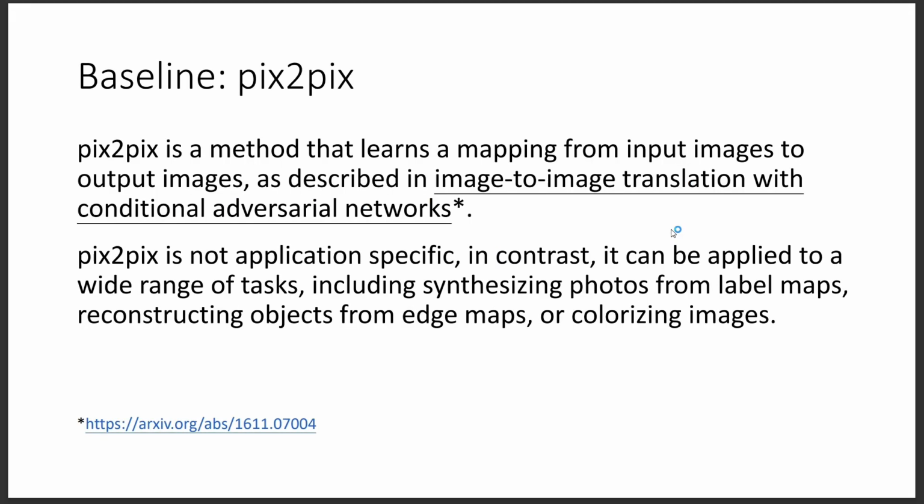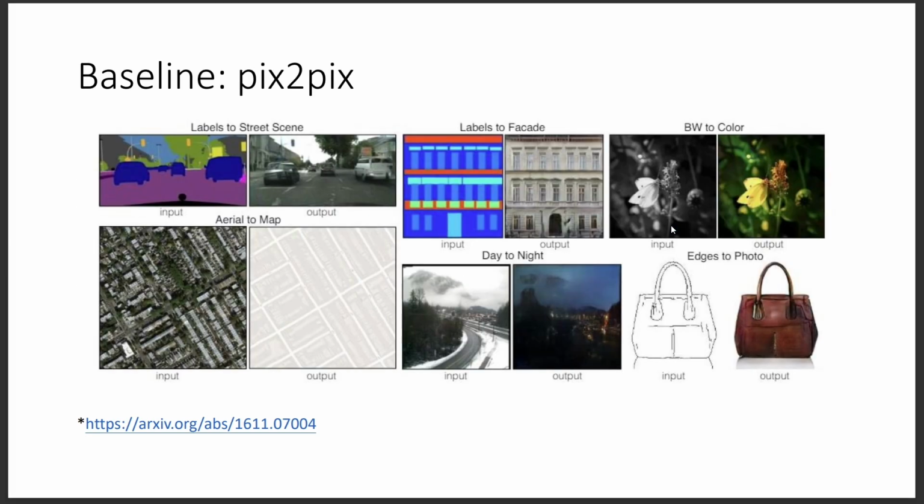And our baseline is pix2pix. Pix2pix is a method that learns a mapping from input images to output images. Pix2pix is not application specific. It can do a wide range of tasks like synthesizing photos from label maps, constructing objects from edge maps, or colorizing images. Here are some examples of pix2pix. As for us, we want to use it in handwriting style transfer.